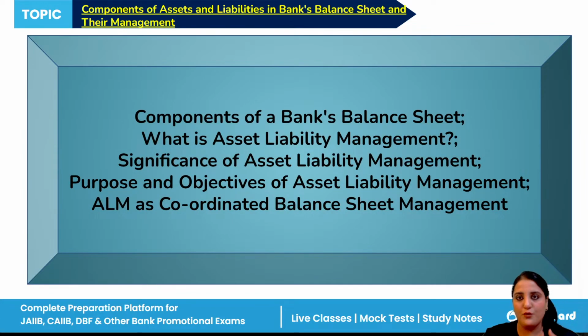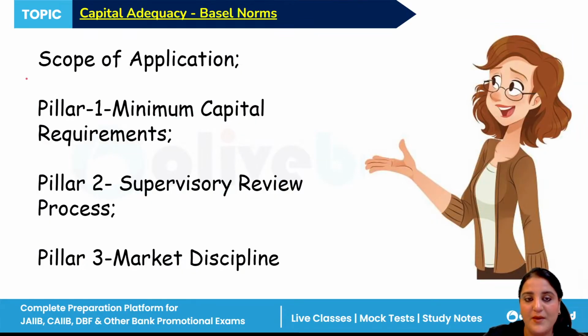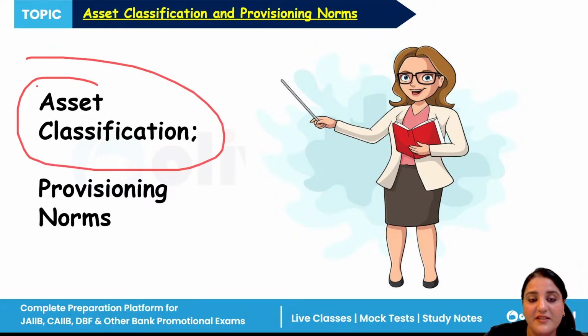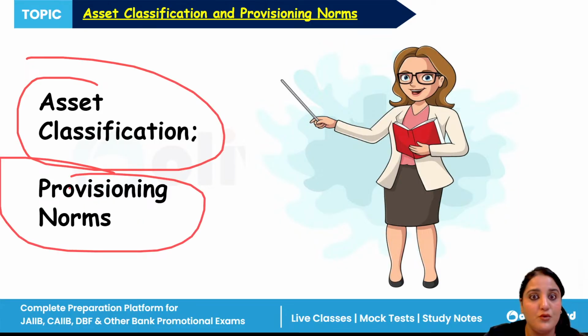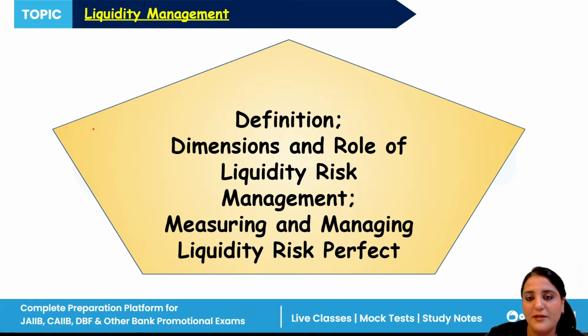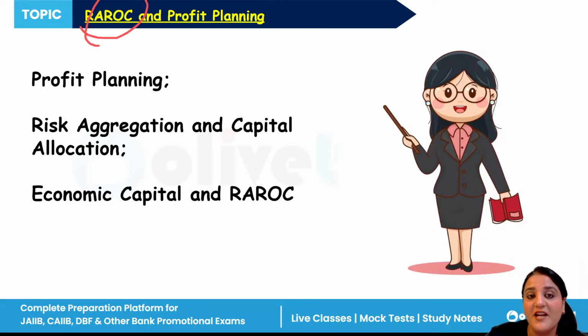And now we have balance sheet management, module D. First we are going to learn about all the components of the bank balance sheet. Then capital adequacy, about all three pillars. What are these three pillars actually saying? Then we are going to learn about asset classification and provisioning norms: what banks have to do when they face a loss, and is there anything they have to save for emergencies. All these things we are going to learn. And liquidity management and interest rate management, and most important, RAROC and profit planning, right? This is a profit metric which is very useful for banks.